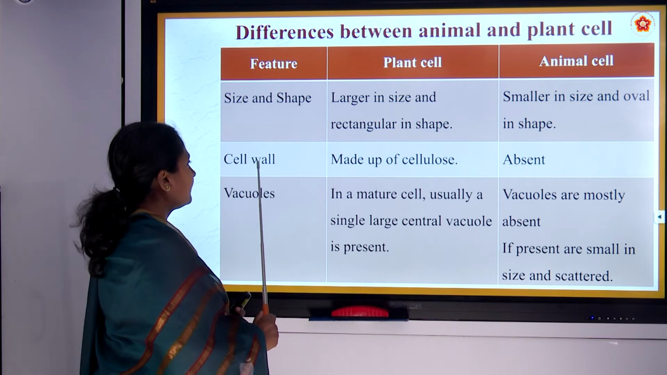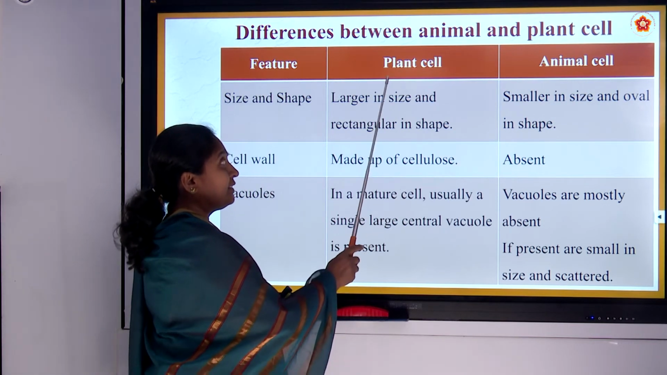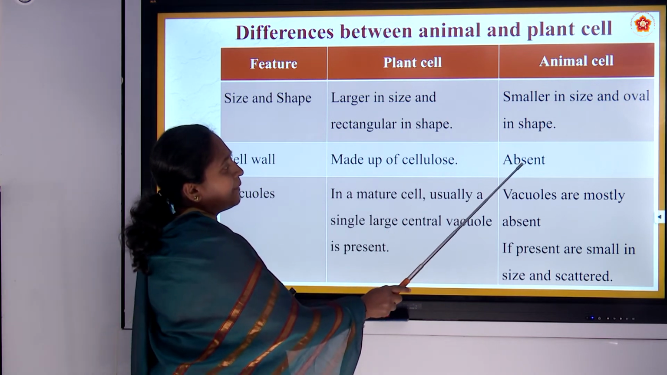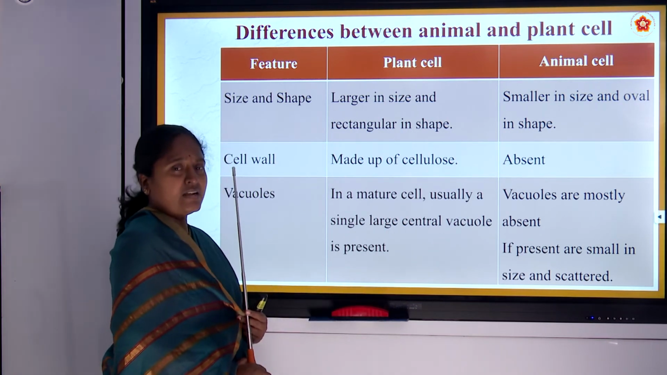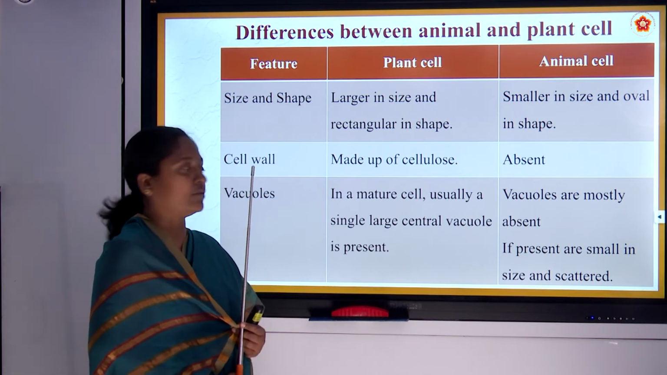The next is cell wall. Cell wall is made up of cellulose and it is present in plant cell, whereas it is absent in animal cell. Because of that, animal cell won't have a proper shape. It can change its shape also, right.